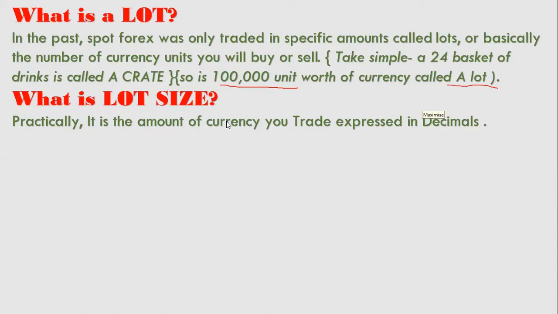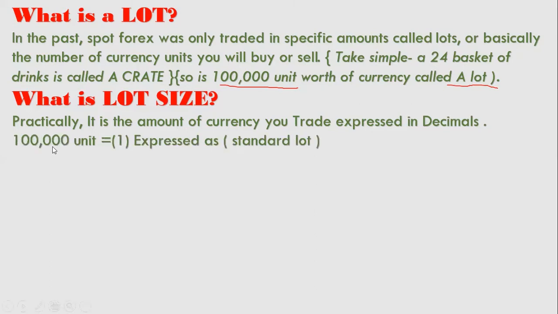Great. So what is a lot size? Empress, back to you. We talked about a lot being 100,000 units of currency. A lot equals 100,000. A lot size, practically, is the amount of currency you trade expressed in decimal. So 100,000 units is one lot, and it's called a standard lot.